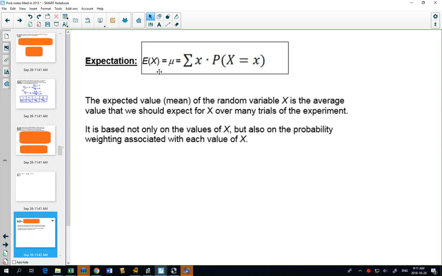There is a nice formula for you: the expectation. What would you expect to happen? So if we have our probability distribution, and we look at everything that's happened, what would you expect to happen?